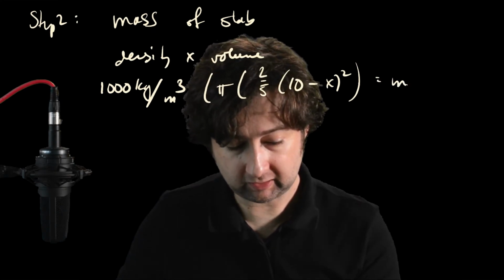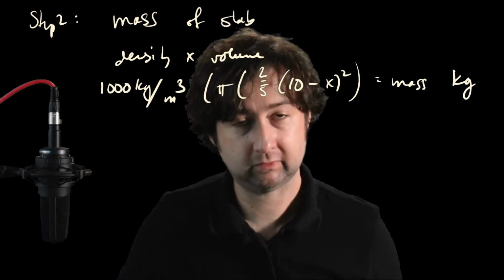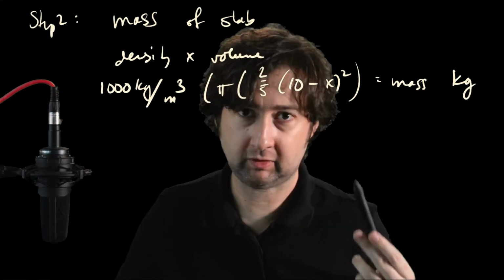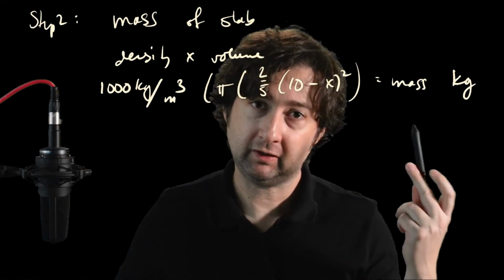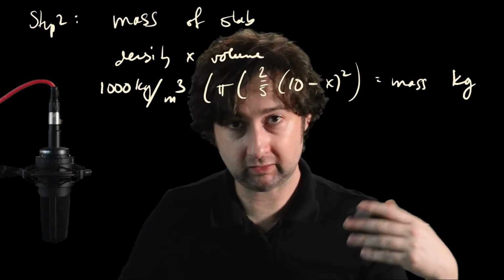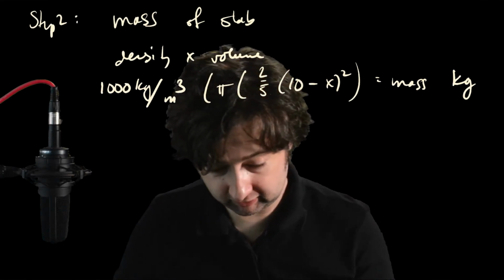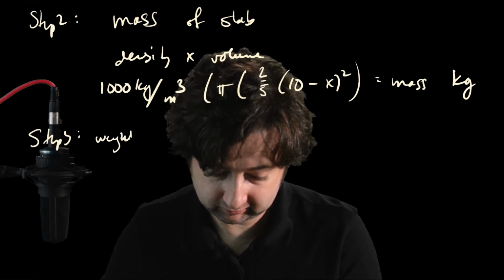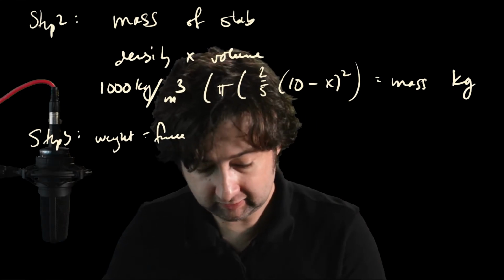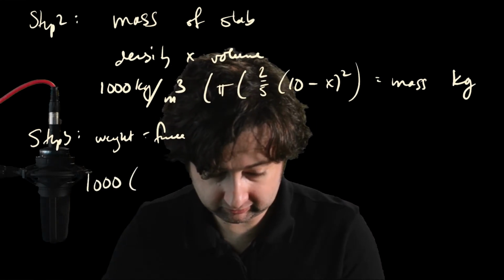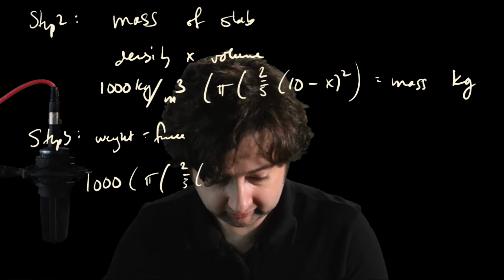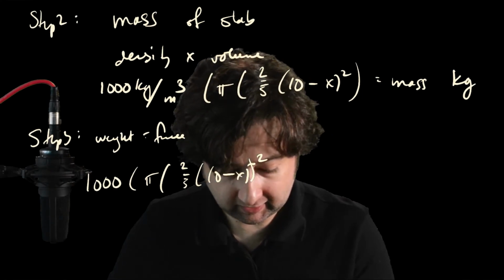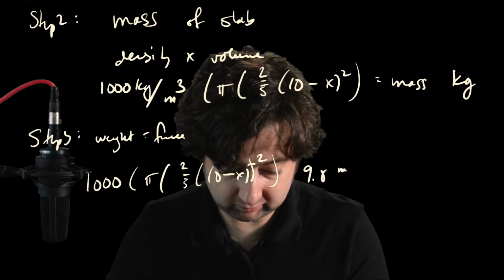This is a mass, measured in kilograms. Now if I want to make this into a force, well, this is a mass. If I want to make it into a weight, that is a force, I have to multiply that by the force of gravity. So step 3, I want this to be a weight, which is the same as a force, then I need to take that expression, 1,000 pi 2/5 (10 minus x) squared, and multiply all that by gravity, which is 9.8 meters per second squared.